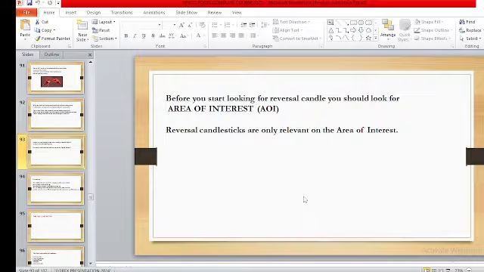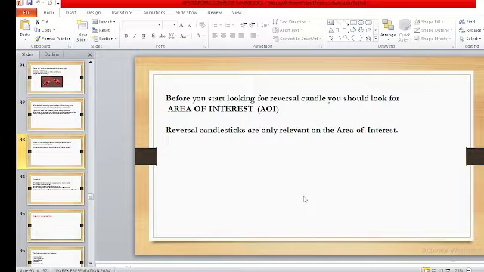But where are these reversal candles formed? Where are they found? I said reversal candlesticks are only relevant when they are formed on the area of interest. Only when you see the reversal candle form on the area of interest, that is when you should pay attention, that you should be taking a trade. Because the reversal candle can form anywhere, and it will not mean so much except they are formed on our area of interest.